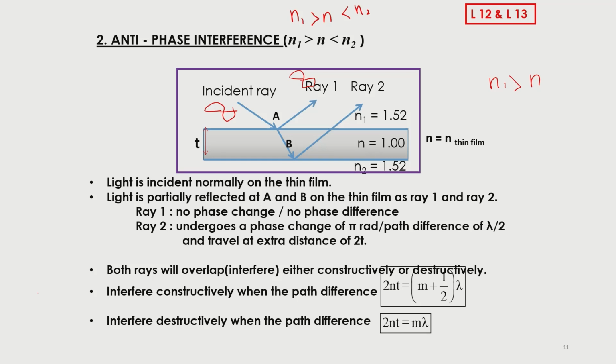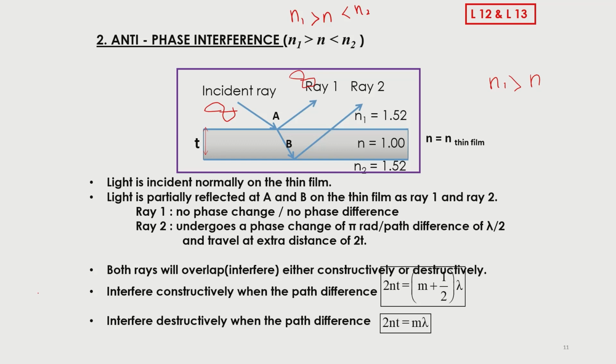So like I said before, the refractive index of medium 1 is 1.52 and the refractive index of the thin film is 1. Remember the analogy of rich and poor? So now you are rich. You don't want to become poor, right? The refractive index of medium 1 is 1.52, a value higher than the refractive index of the thin film, which is 1. So you want to remain rich. You don't want to become poor. So you cannot change. So there is no phase change for ray 1.